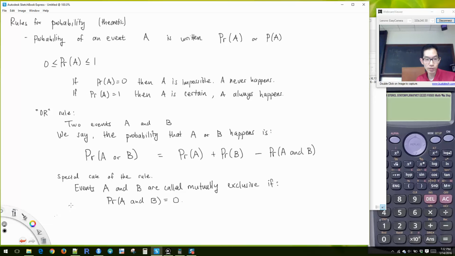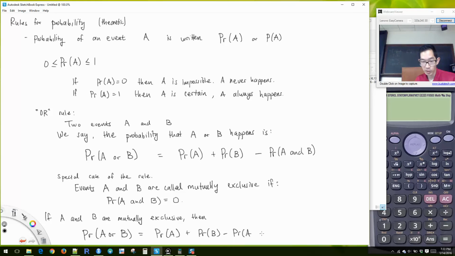And so if A and B are mutually exclusive, then the probability of A or B is going to be the probability of A plus the probability of B minus the probability of A and B, but the probability of A and B is 0, so this becomes just the probability of A plus the probability of B. So it's the same rule, but because A and B is now 0, for mutually exclusive events, you can just add those two probabilities together.